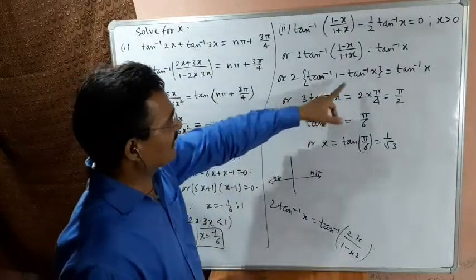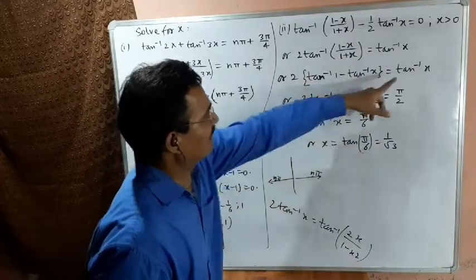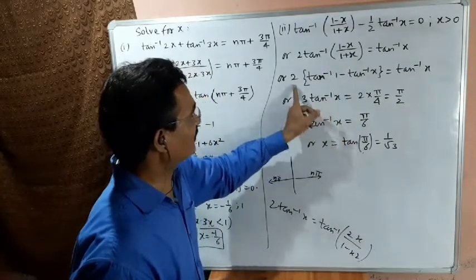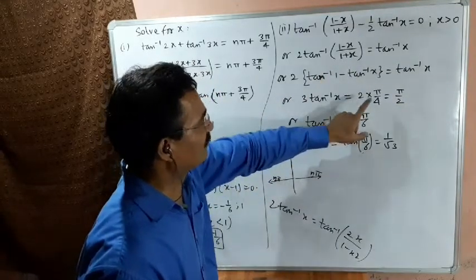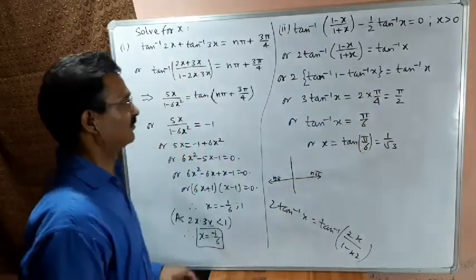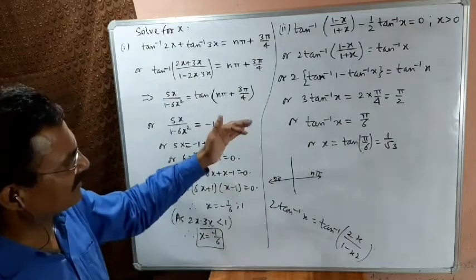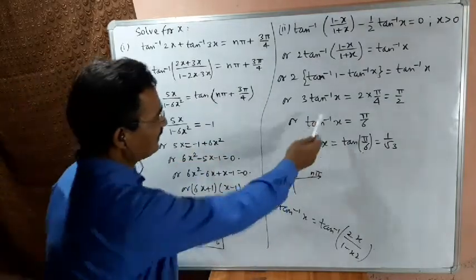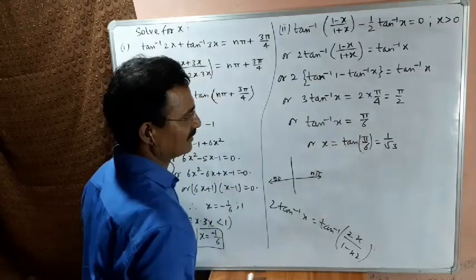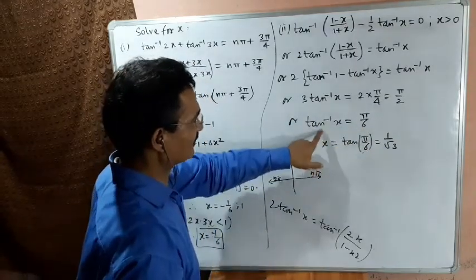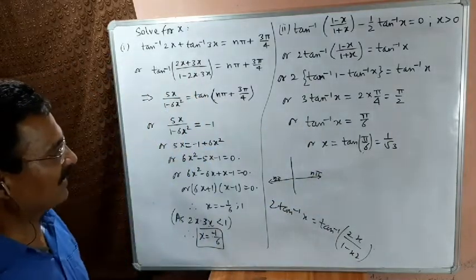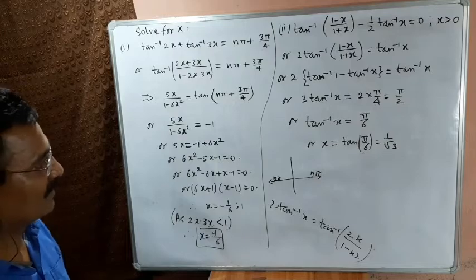Now after multiplication, minus 2 tan inverse x, and this side tan inverse x, that is 3 tan inverse x, and this side 2 tan inverse 1, that is 2 tan inverse 1 equals pi by 4, means 2 into pi by 4 means pi by 2. This is just calculation, you can understand yourself. That is tan inverse x equals pi by 2 divided by 3, that is pi by 6, and therefore x equals tan of pi by 6, that is 1 by root 3. Therefore the value of x will be 1 by root 3.